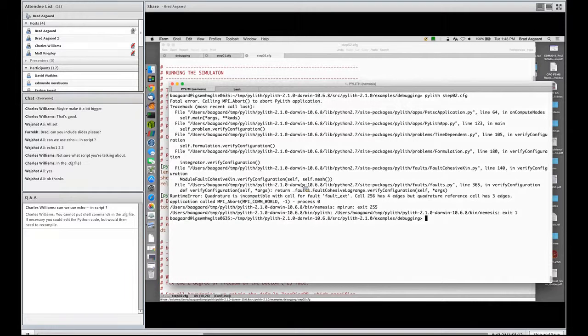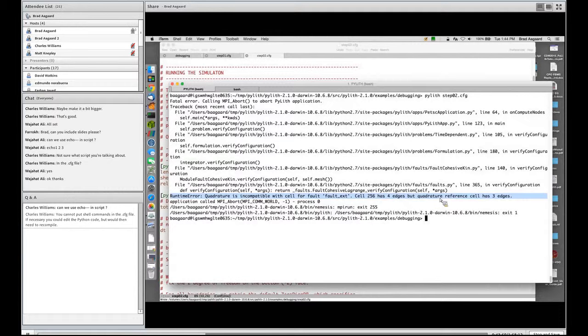And we have another error. And here's our stack trace verifying the configuration. Here's our error message. Quadrature is incompatible with cell for fault_ext. Cell 256 has 4 edges, but quadrature reference cell has 3 edges. So my cell has 4 edges. That's suggesting it's a quadrilateral. My quadrature reference cell has three edges, suggesting that the reference cell is a triangle.